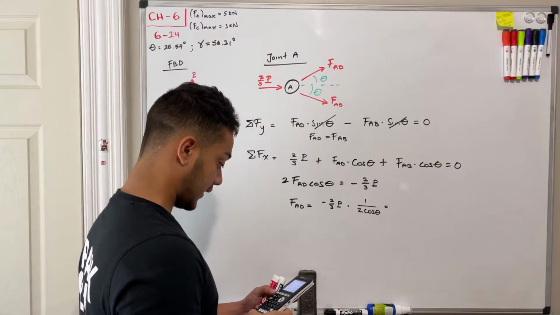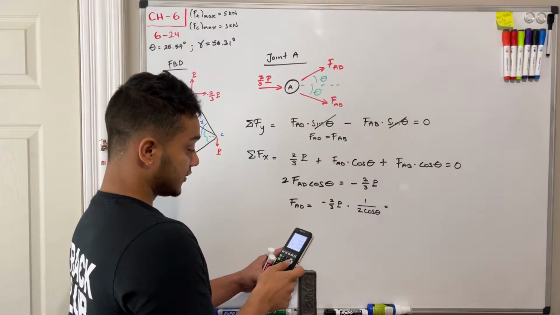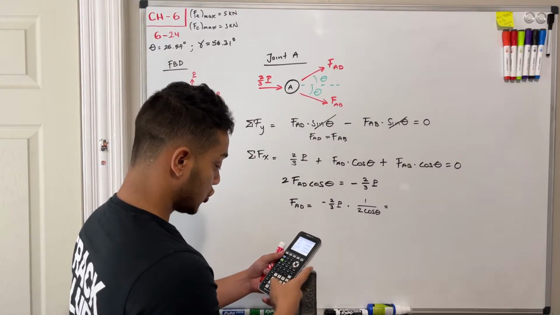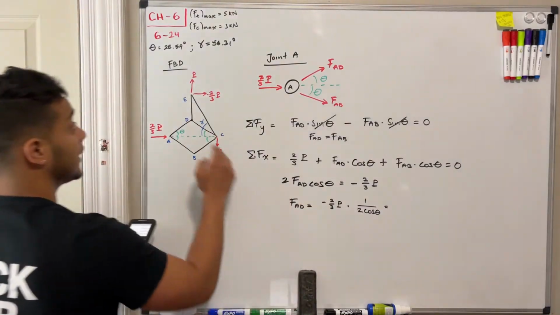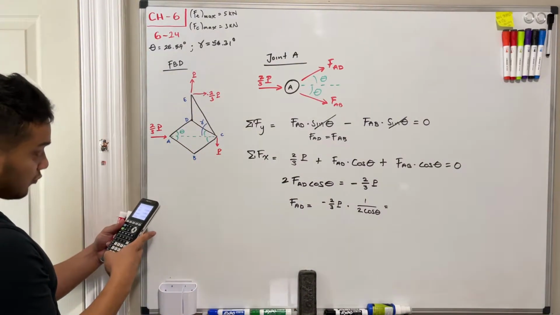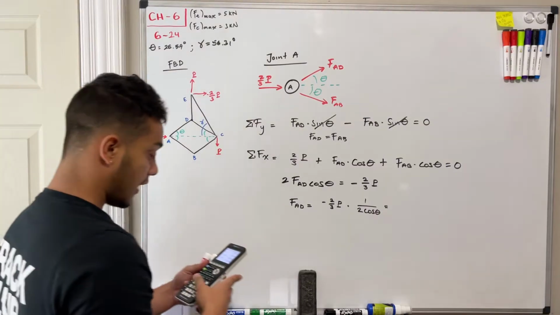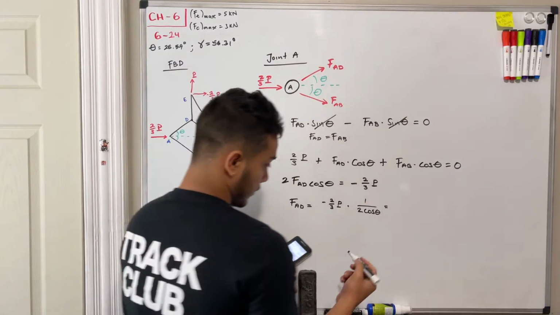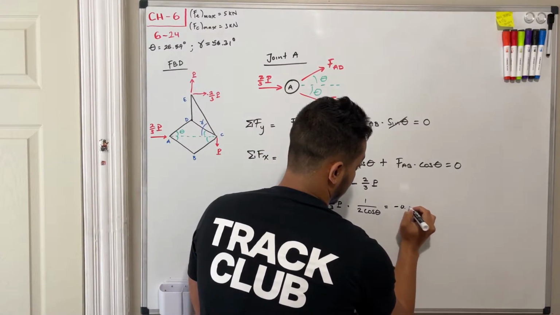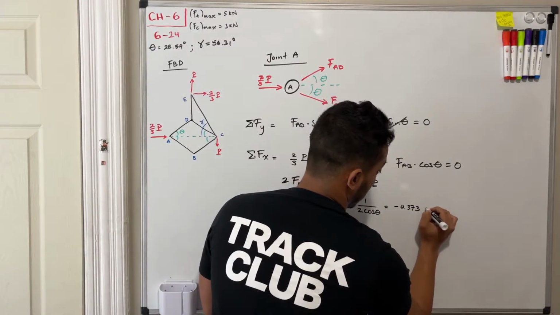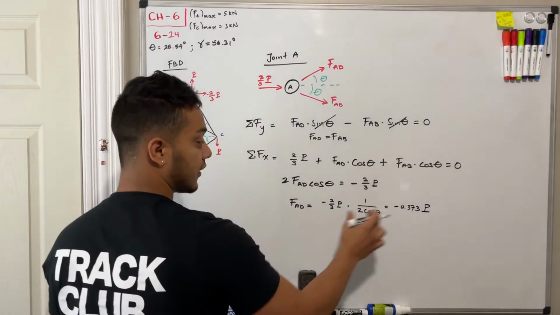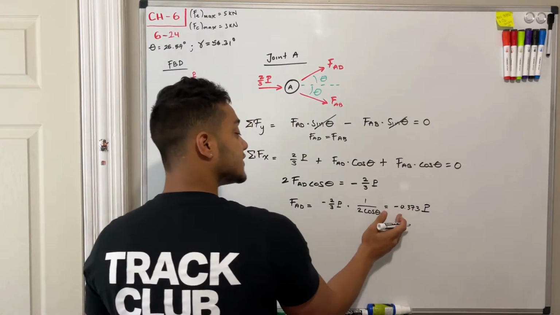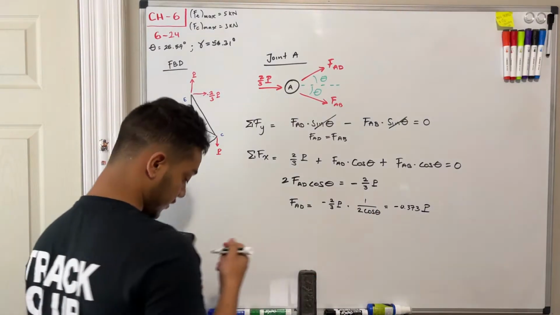So we're going to apply this: negative 2/3 multiplied by 1/2 cosine of theta. What is theta? Let's not forget theta is 26.57, and we will find out that we got negative 0.373. So it's negative 0.373P, because we are leaving our P explicit over here. This negative tells us that these members are in compression.